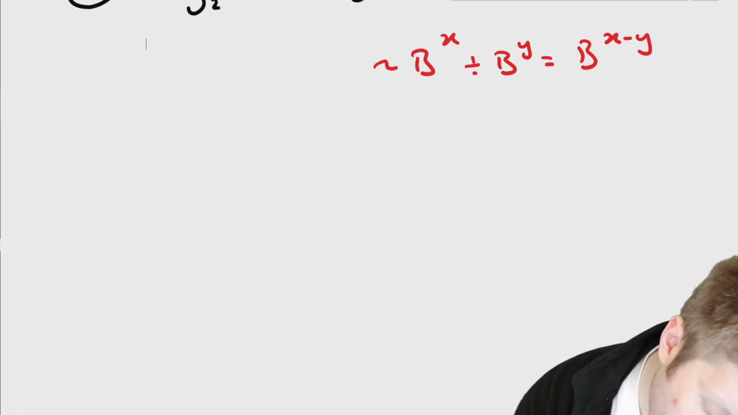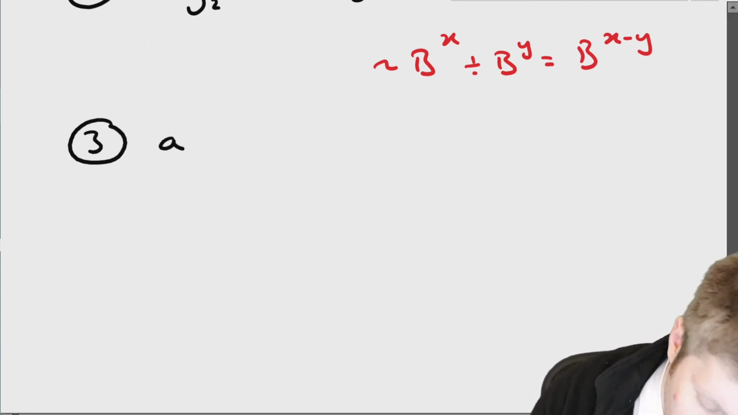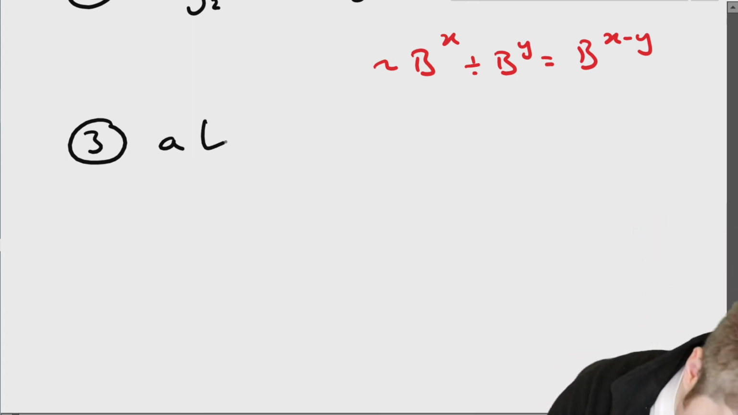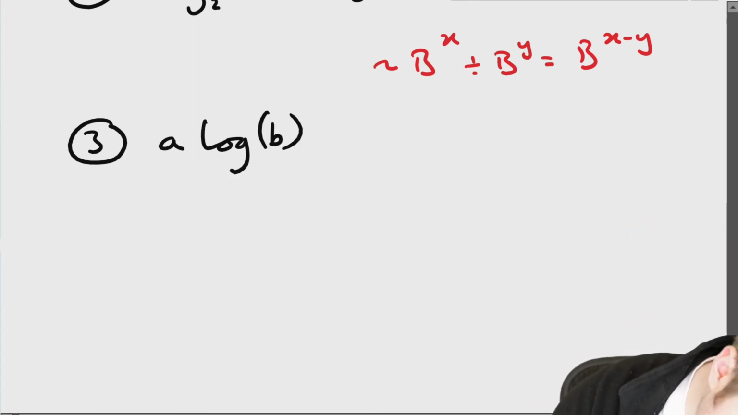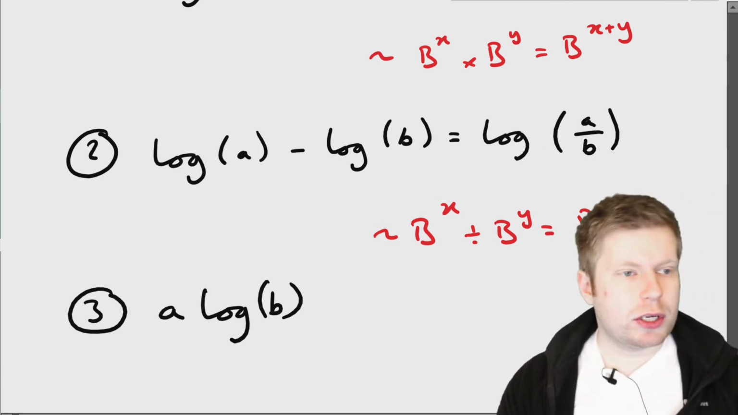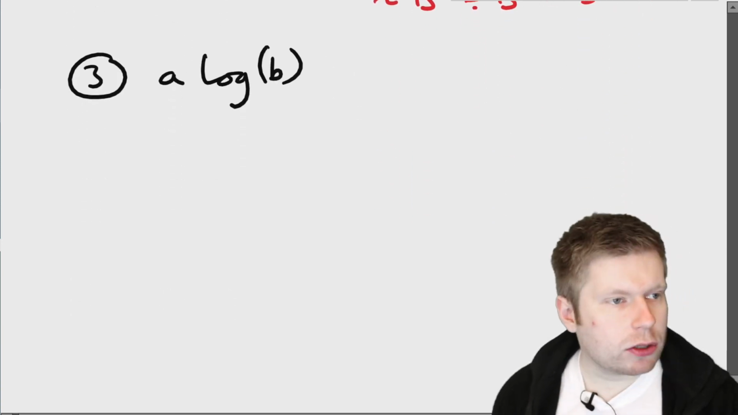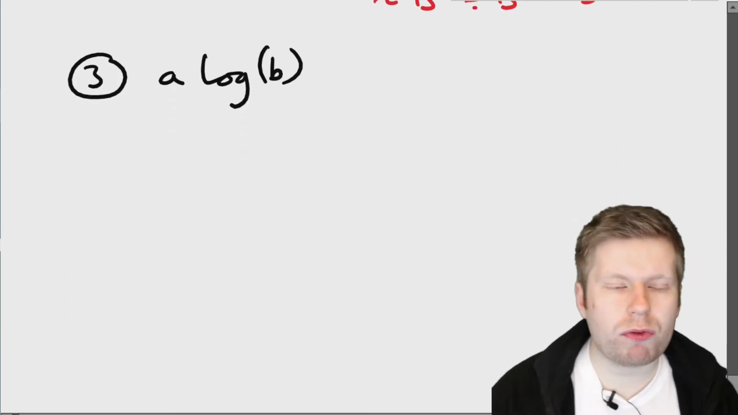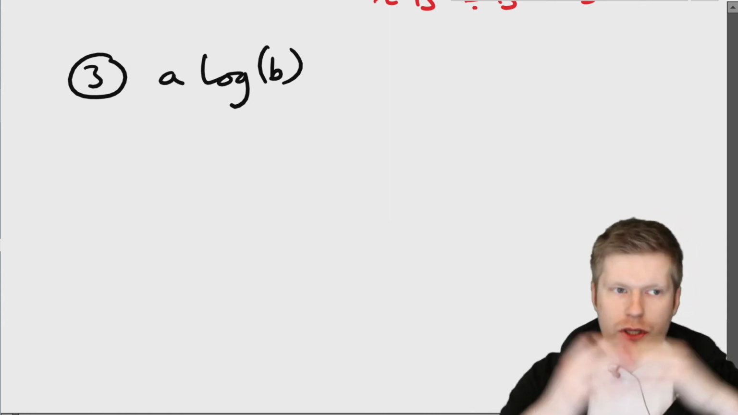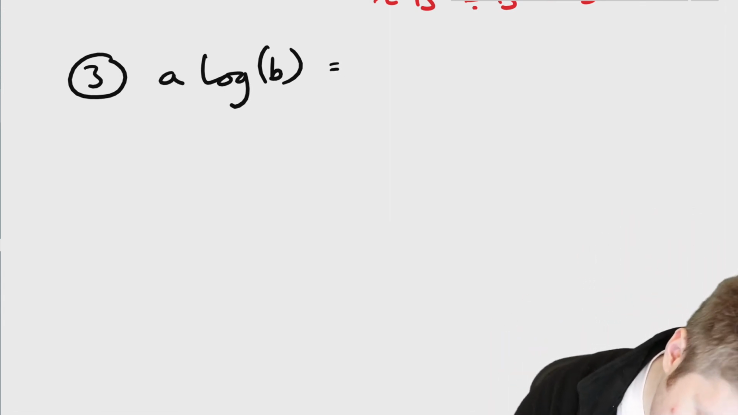Now there is one other final little law which I want to look at, which is this one. If I have some constant, let's say a, and I times it by log of b. Actually, I'm just going to get rid of the base 2s of all of these because it doesn't actually matter what the base is. So in general, log of a minus log of b equals log of a divided by b. Let's look at number 3 then. If I have some constant a and I times it by log of b, so I don't care what that base is, let's see what this is equal to. I'm going to do it with an example.